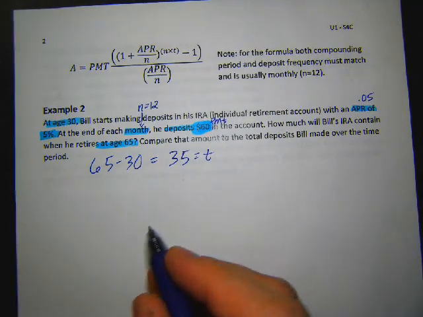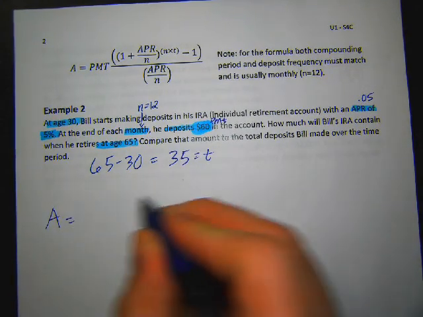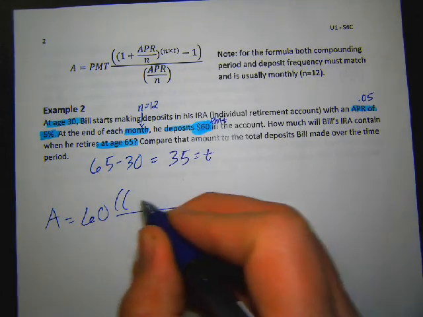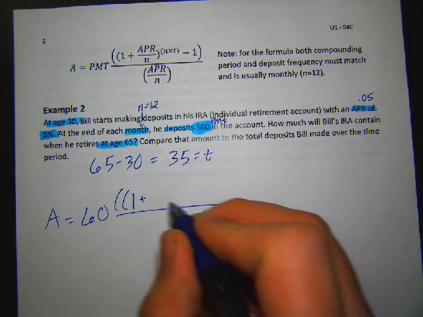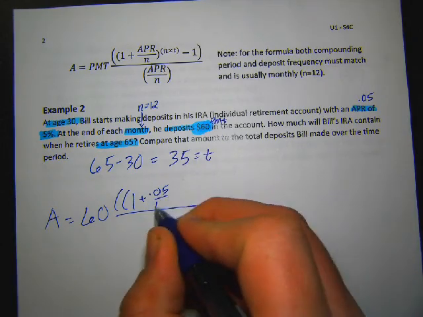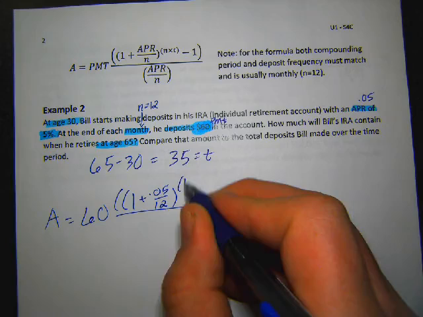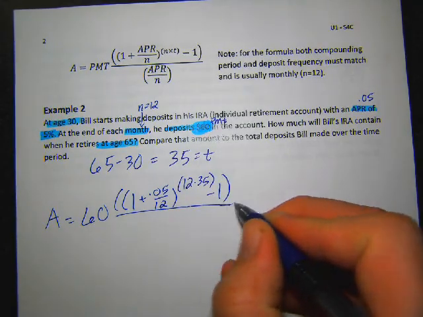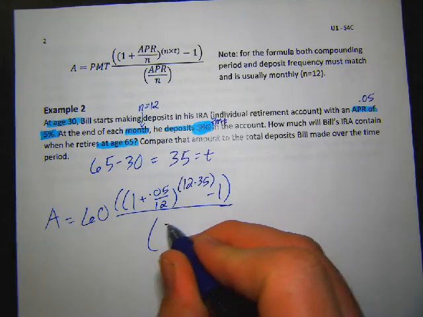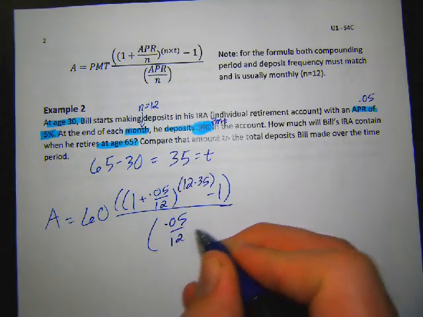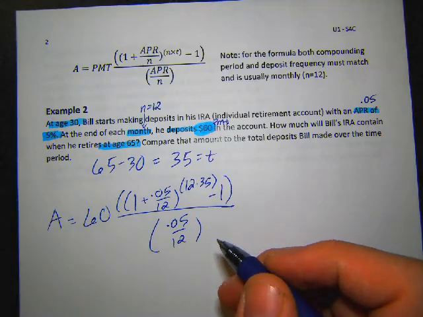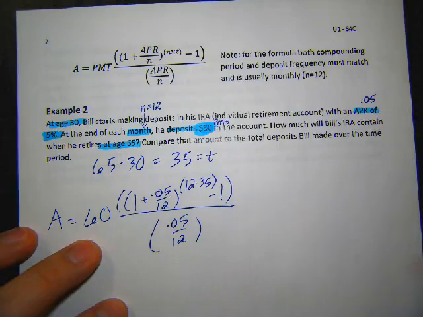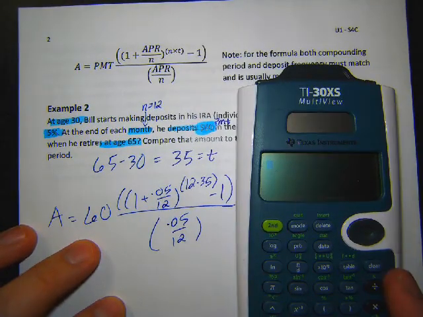So we get A equals payment of $60, single fraction, double parentheses, 1 plus APR, which is 0.05, over 12, to the power of 12 times 35, minus 1, close that parentheses, and on the bottom we have that 0.05 over 12. So that formula should give us how much he's going to have after 35 years. He's making $60 deposits each month, and it's only earning a 5% interest rate.